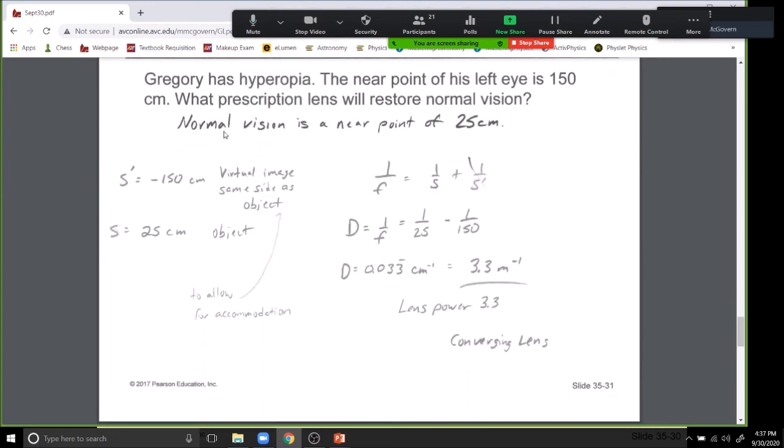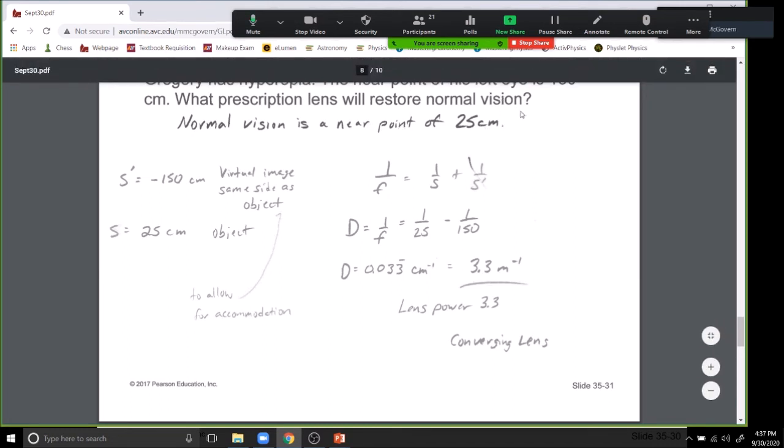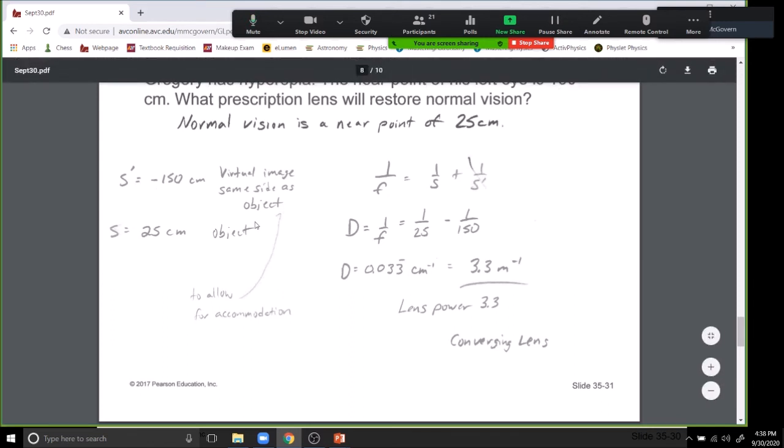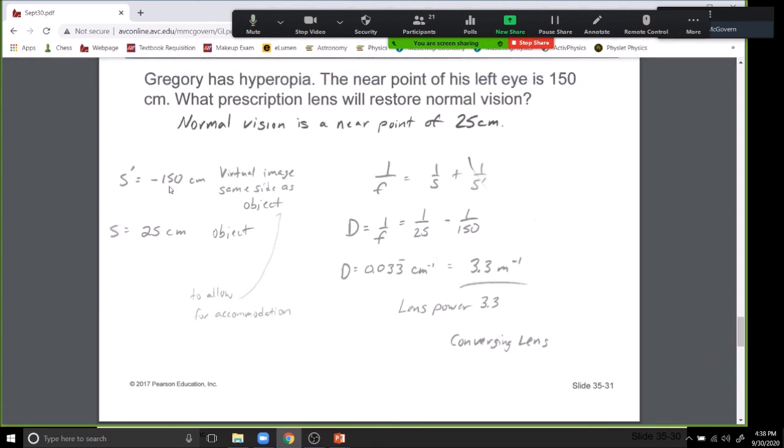All right, normal vision is the near point of 25 centimeters. So what's going to happen here is the near point's at 150 centimeters. So our object that we're interested in is going to be at 25. The image, however, will be virtual, so it's negative, and it has to be put out to 150, because our eye doesn't accommodate at 25, but it can accommodate out to 150. So that becomes our image distance here for the object that's placed at 25.